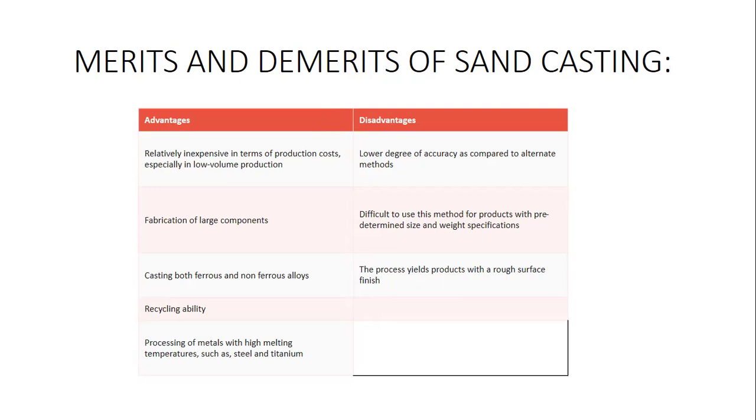High melting materials like steel and titanium are among the most commonly preferred materials for the sand casting process. And moreover, as a disadvantage, the product will have a rough surface finish. And it is very difficult to use this method with predetermined size and weight requirements. So these are some of the disadvantages of the sand casting process.